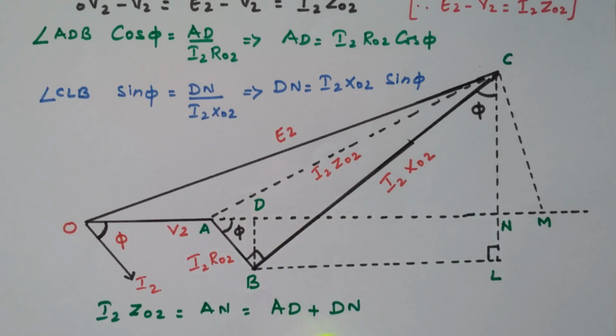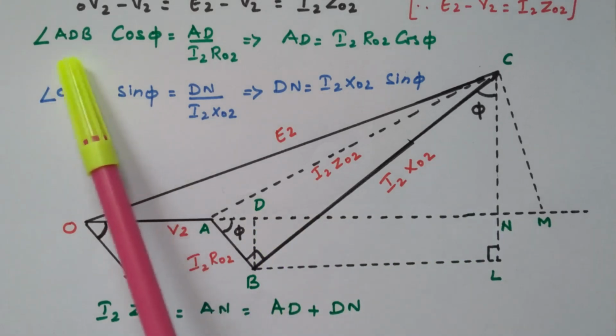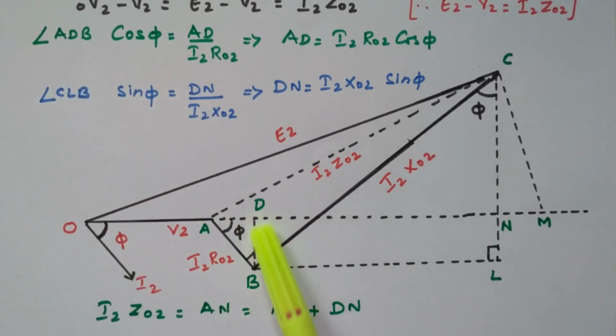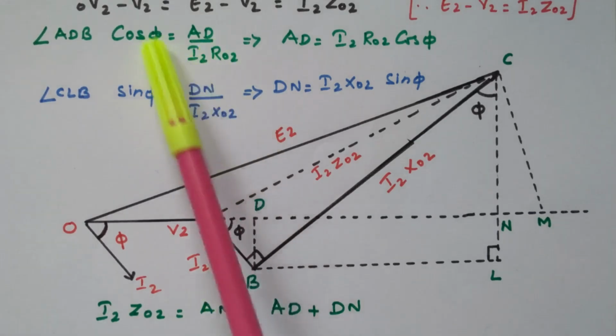How will you find this AD and DN? That is available from this triangle. So here one triangle is available, ADB. This is angle phi. So cos phi equals adjacent side by hypotenuse. What is the adjacent side? The adjacent side is AD. The opposite side is DB. AD divided by the hypotenuse, I2 R02. So AD equals, cross multiply this.